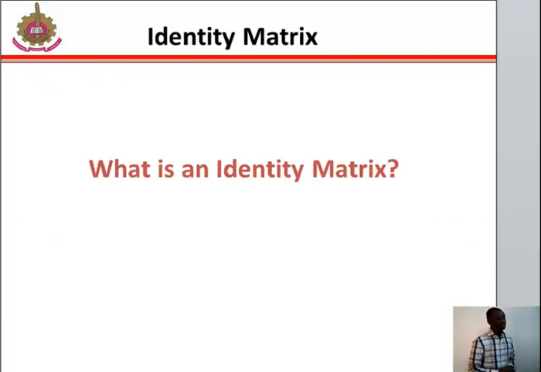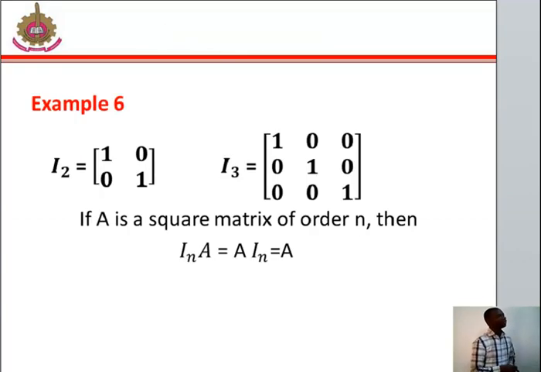What is an identity matrix? An identity matrix, or unit matrix, as it can also be referred to, is a matrix having all its diagonal elements equal to 1. It means that all the diagonal elements in that particular matrix will be equal to 1. An example is shown on the slide, where you have I2, which has its diagonal elements as 1 and 1, as you can see. Similarly, I3 has all its diagonal elements as 1. This is an example of what we call an identity matrix.